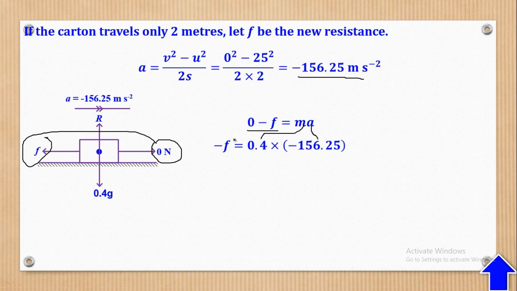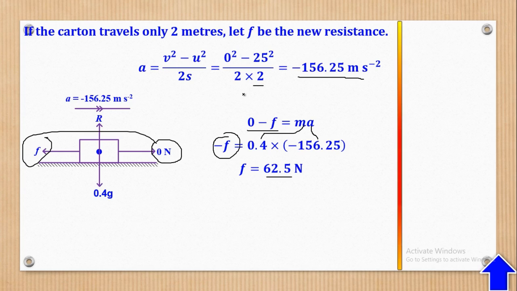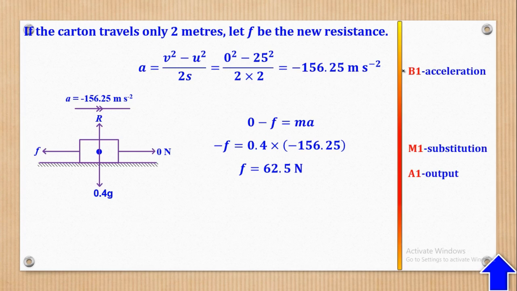So you'll see that I have only F, which is the only unknown. Therefore, when I make F the subject, it will be 62.5 newtons. So this is the new resistance if it is to only travel 2 meters. So with that, we shall see how marks can be awarded. B1 for acceleration, M1 for substitution, A1 for output. So basically, that's how the 6 marks could come about.